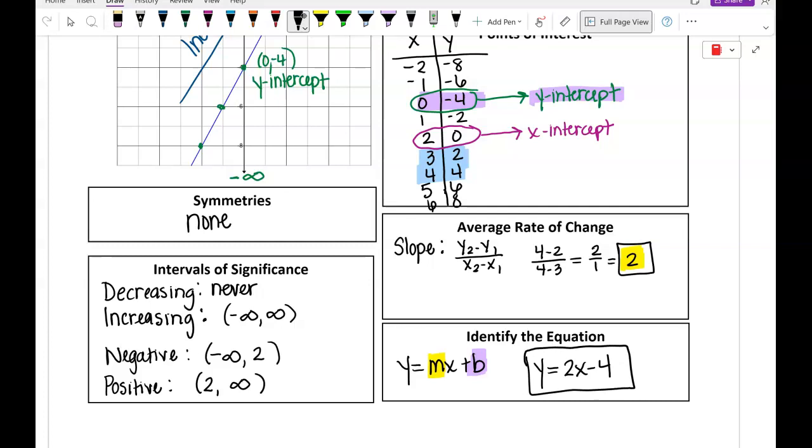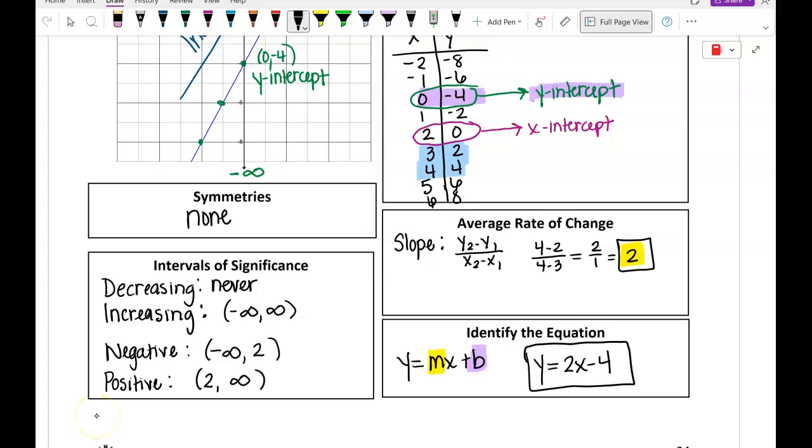So in finding the different information or the key features of this graph, on a linear, it leads you right to the equation. I realize on some of the other functions we might have to do some additional work, but it does lead us to that. All right, so the next graph, graph B, we're going to skip for now. You will be doing that one, but we're going to skip over graph B.